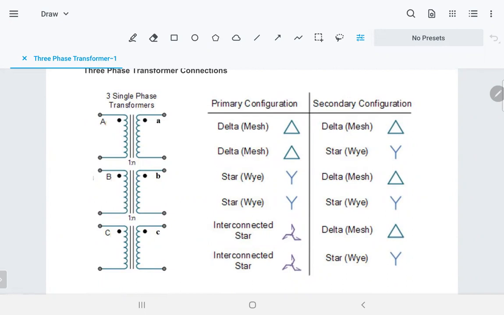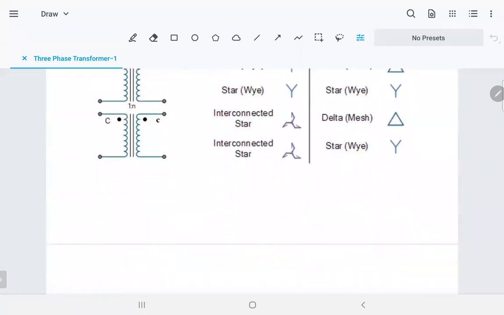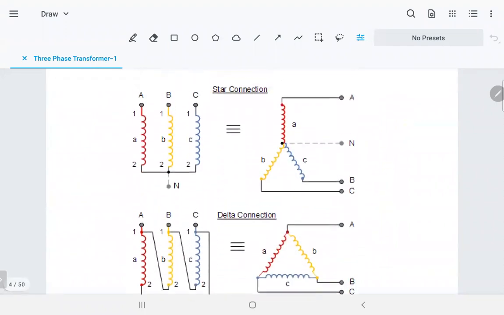No, I'm sorry, three single. There's a difference between a three-phase transformer and three single-phase transformers. What you have here is single-phase, and now I'm going to show you how you connect it to be three-phase. So that's called three single-phase transformers. And all the connections here that explain this table, I'm going to show you one. Here you go. That's one.